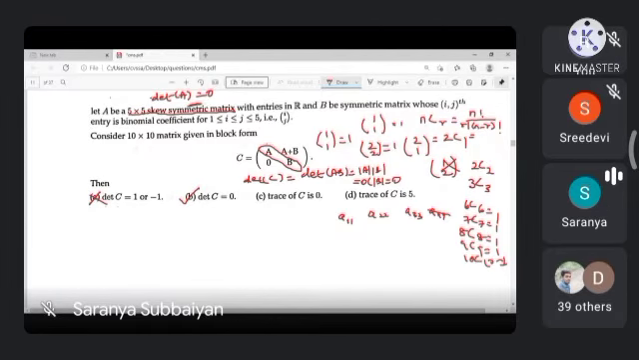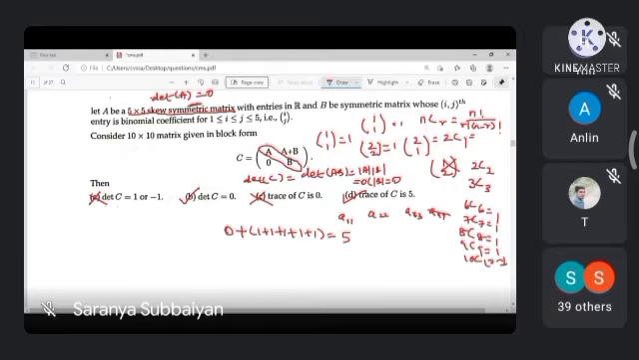B is a 5 cross 5 matrix, right? All the B values are 1. How many ones? 5 ones. So 0 plus 1 plus 1 plus 1 plus 1 plus 1 is equal to 5. So trace of C is 5. This is wrong. Is it clear? Any doubt? No.